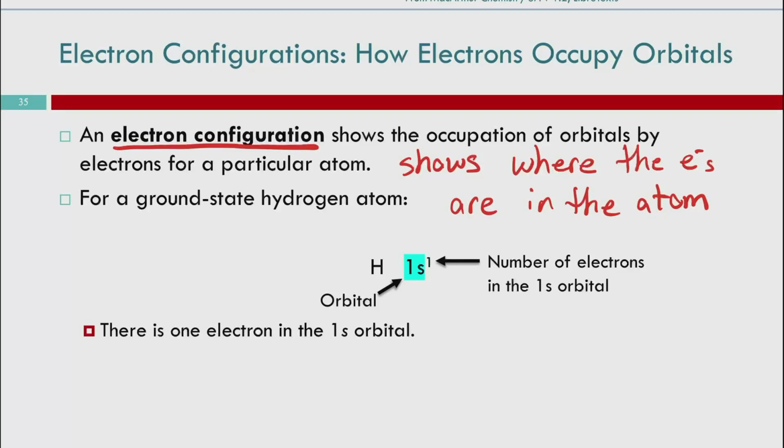So for ground state hydrogen, we have our lowest energy orbital of 1s. We're always going to start with 1s. And we only have one electron, and so we put a superscript of 1 after the s. So for hydrogen, our electron configuration looks like this, just 1s1.